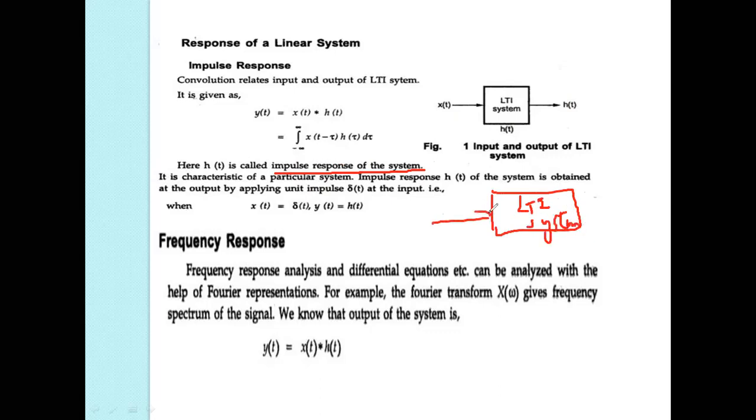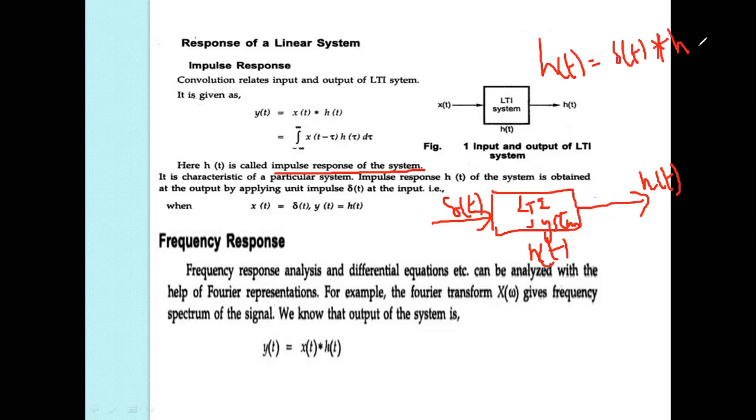Apply delta of t here, and you will get h of t at the output. What I told in the previous classes: any signal convolved with the impulse function, you will get the same signal. h of t is equal to delta of t convolved with h of t, you get the same signal. It is the characteristic of a particular system. The impulse response h of t of the system is obtained at the output by applying the unit impulse delta of t at the input. When x of t is equal to delta of t, y of t is equal to h of t.